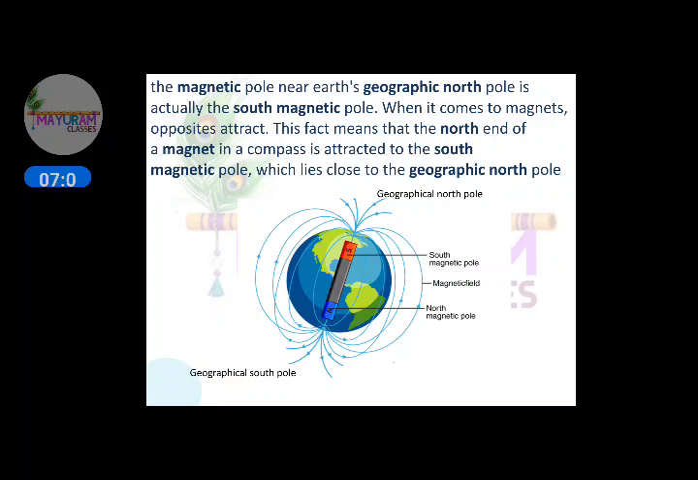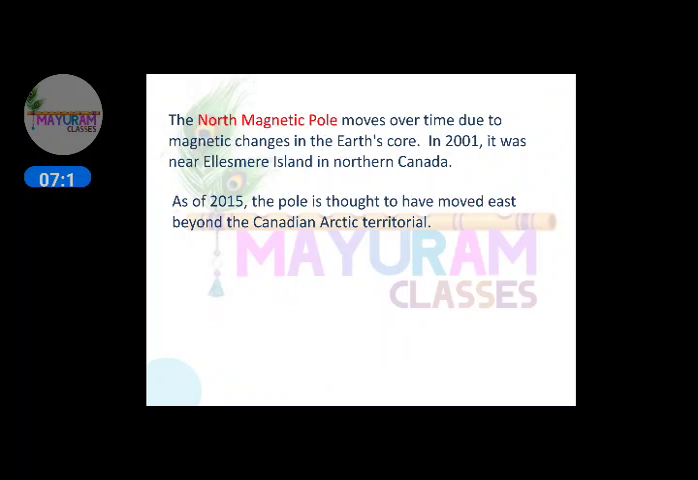The world we live in is dynamic. The earth is changing every day. Due to this, the north magnetic pole moves over time due to magnetic changes in the earth's core. The north magnetic pole of the earth has shifted in recent years away from Canada towards Siberia in Russia.